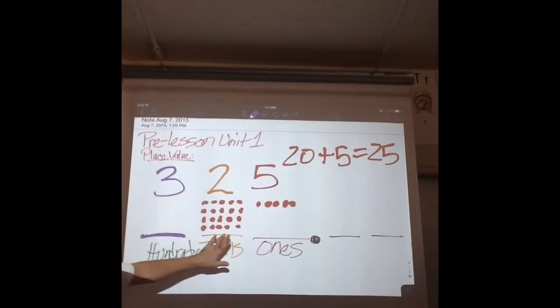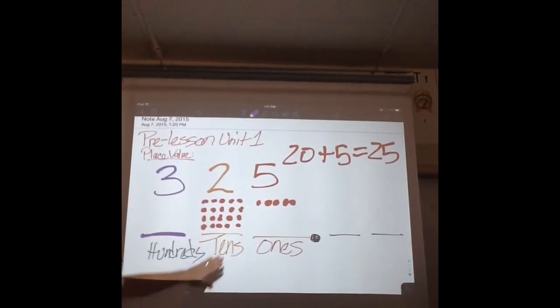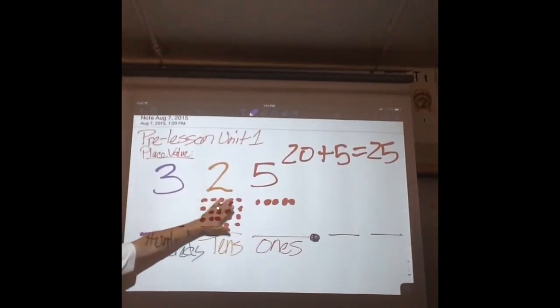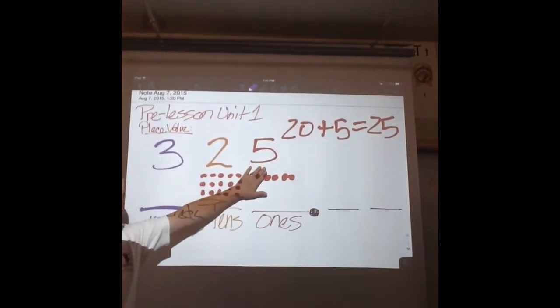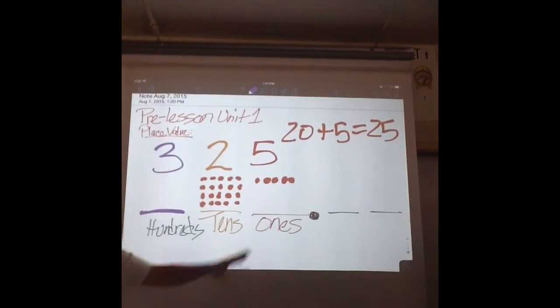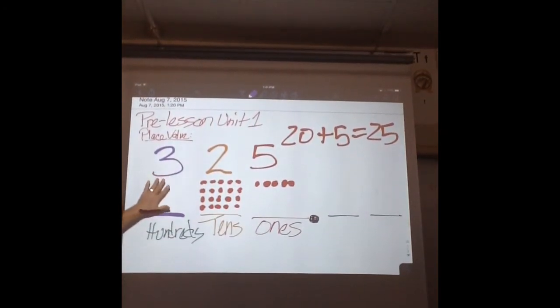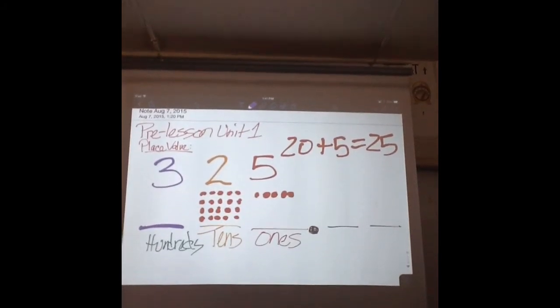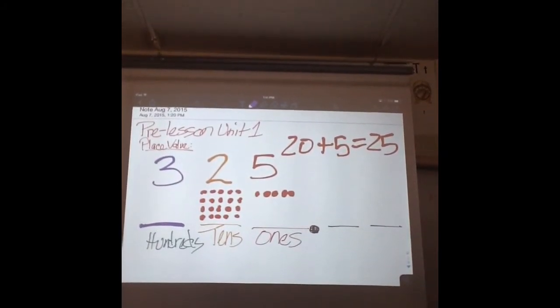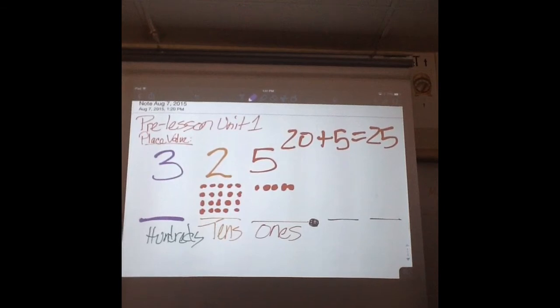But what I want you to understand is this 2 represents, what did you say earlier? 20. And the 5 represents 5. So this is going to represent 300. So how could I write that out in a mathematics sentence? Yes, ma'am.